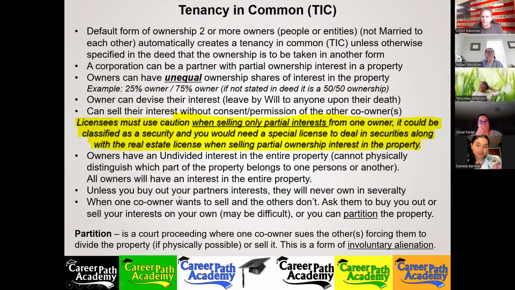Unless you buy out your partner's interest, you're never going to own it in severalty. Unless you buy them out or they happen to leave it to you in a will, you'll never be the sole owner of that property.